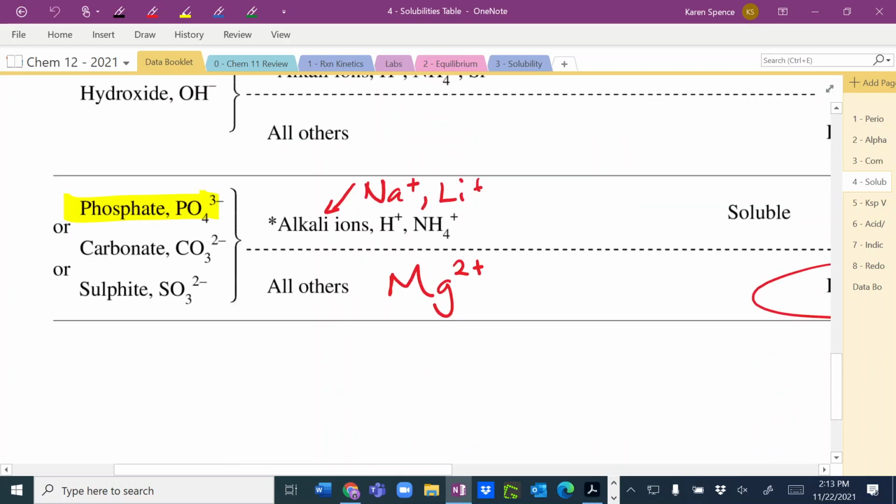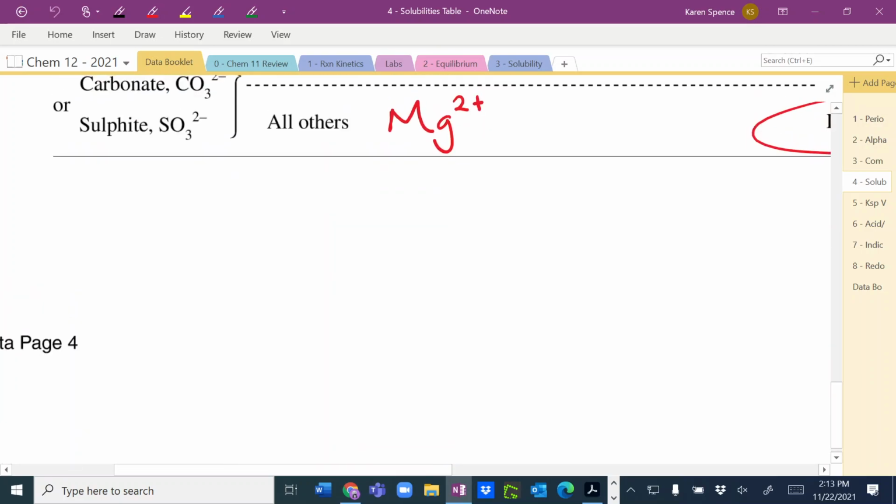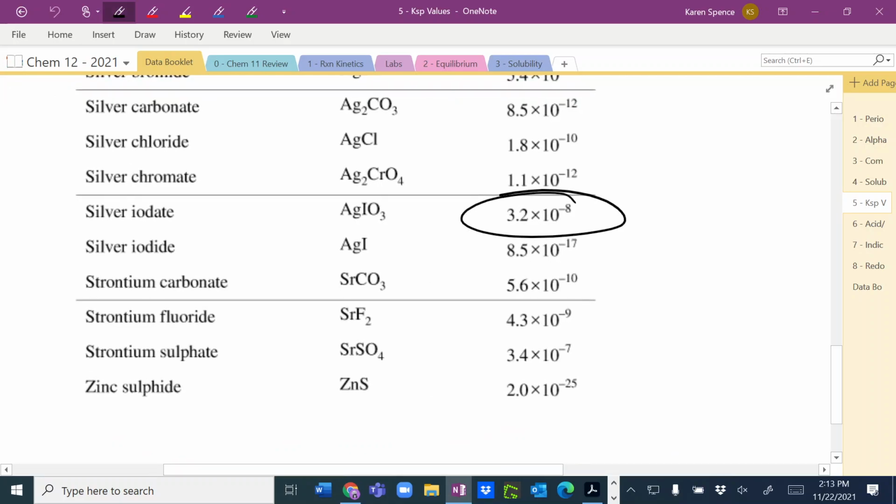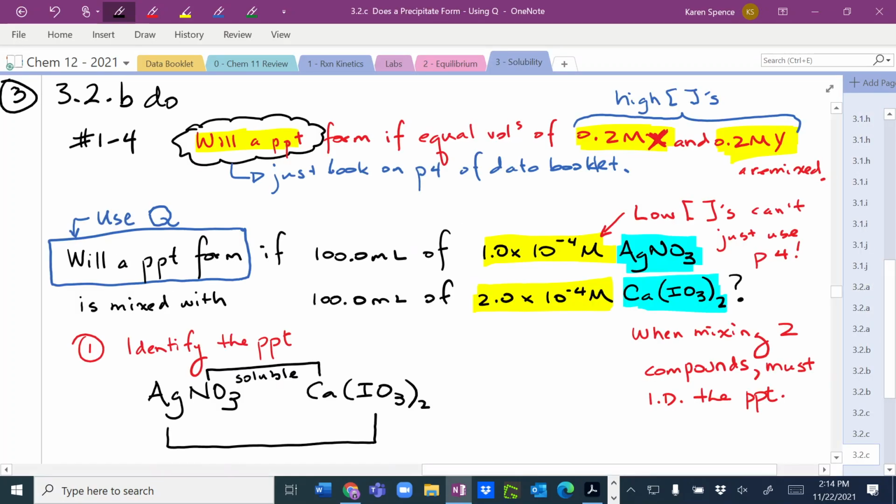No iodate. You can always do a quick check on page 5 though and see, hey, do I see a silver iodate? I do. Yes, so that tells me that it is a low solubility compound. If it has a Ksp, it is a low solubility compound, even though it is not on page 4. Page 4 is just common ones. So that means that this is our precipitate.